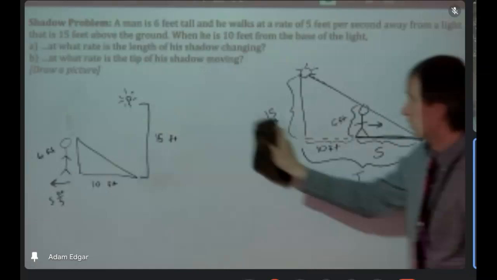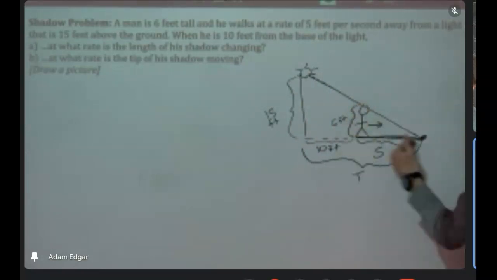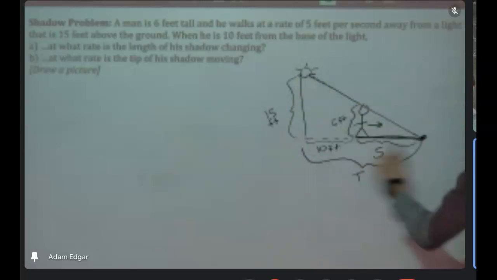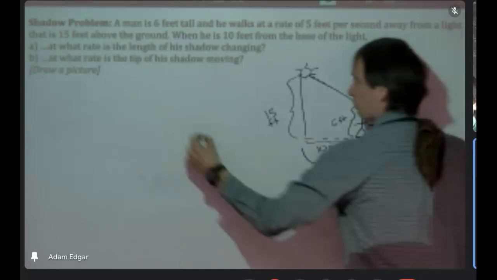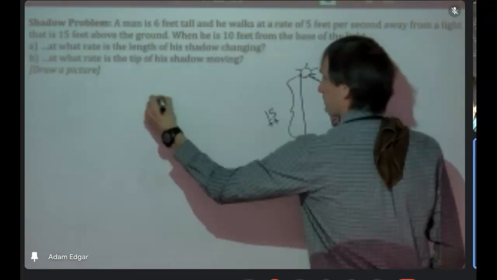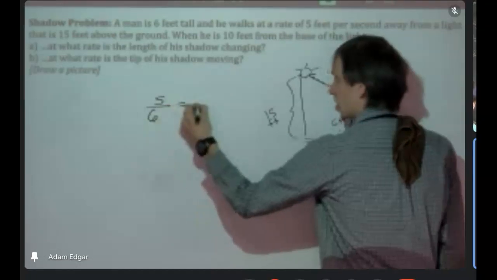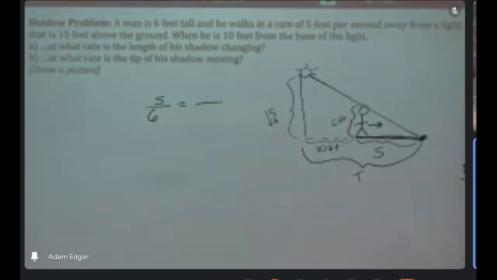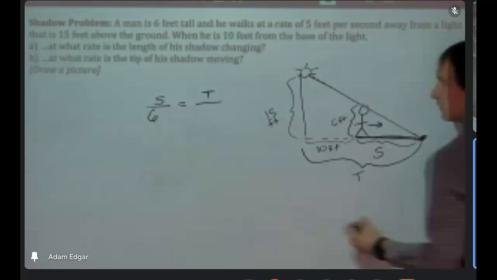So let's get rid of this so we have some space to write equations. So we have two similar right triangles now. We have an inner right triangle and a bigger right triangle. So in the inner right triangle, base to height, what's the base of the little right triangle? S. And what's the height of the little right triangle? 6. And that's going to equal the same ratio, but in the big triangle. What's the big triangle base? T. And what's the big triangle height? 15.